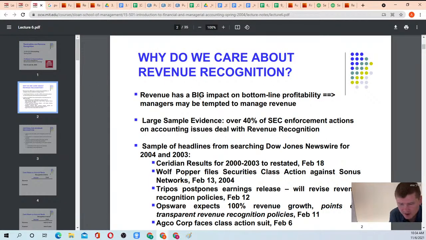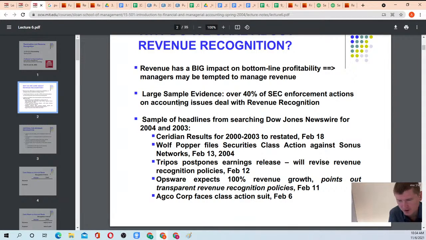Let's see here. So revenue has a big impact on the bottom line and your profitability. Everyone knows that. Large sample evidence: over 40% of SEC enforcement actions on accounting issues deal with revenue recognition. So, as you might already know, there is a Securities and Exchange Commission in the United States, and it enforces some issues with publicly listed companies. When a company is traded on a stock exchange, it reports its financial statements, and part of that is revenue, and 40% of the issues the SEC has with issuers of financial statements is about revenue recognition. That's basically the key issue.